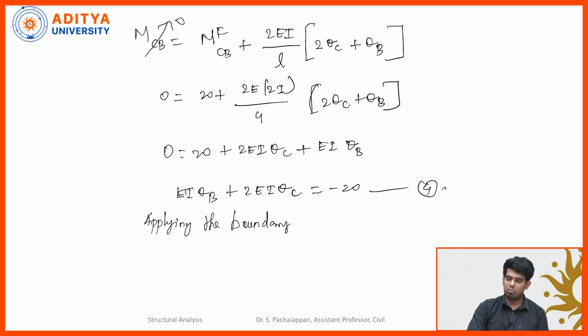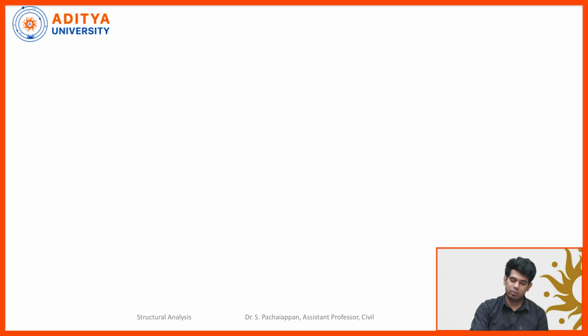So it's not a boundary condition, it's the equilibrium equations. So we have two equilibrium equations here. What are those two equilibrium equations? This is our beam, first, second support, third support. This is A, B, C.